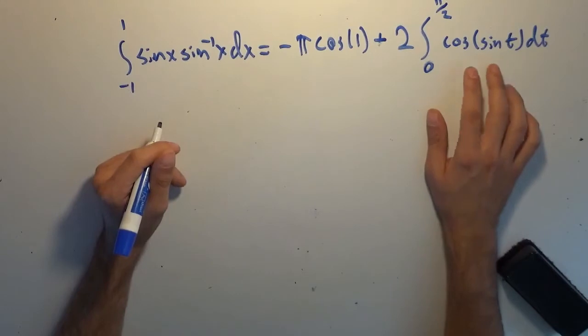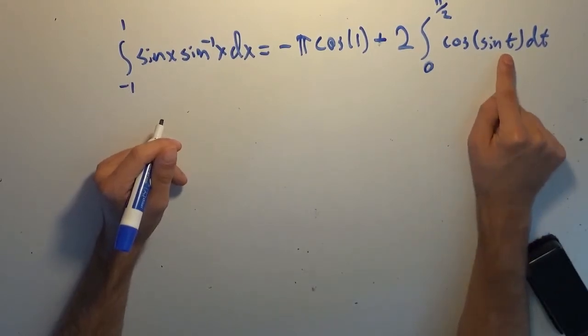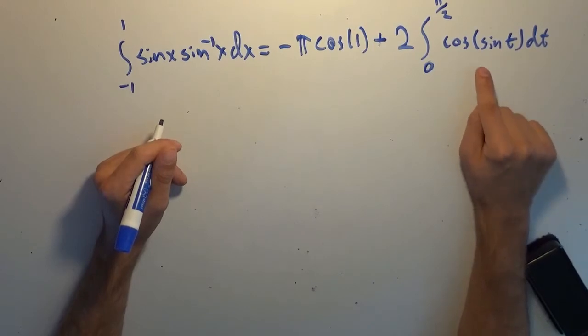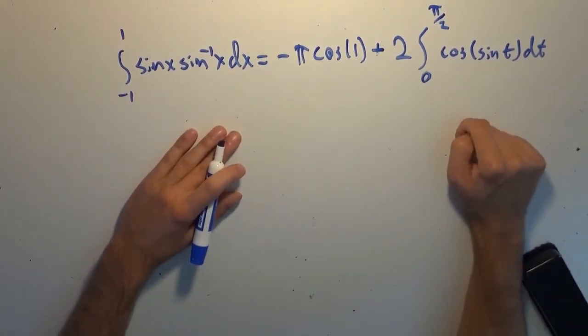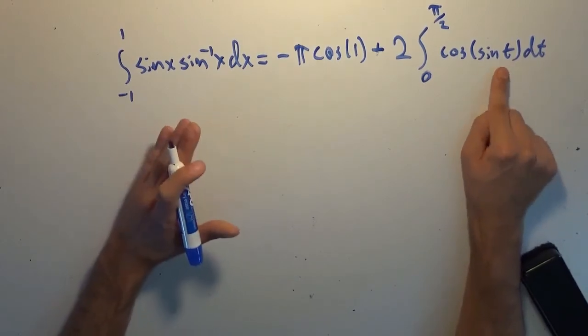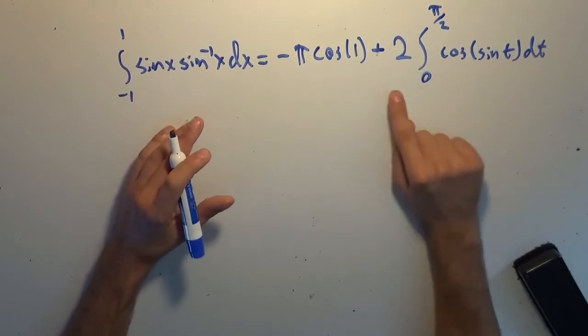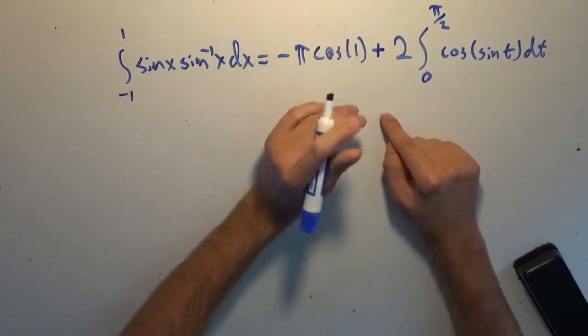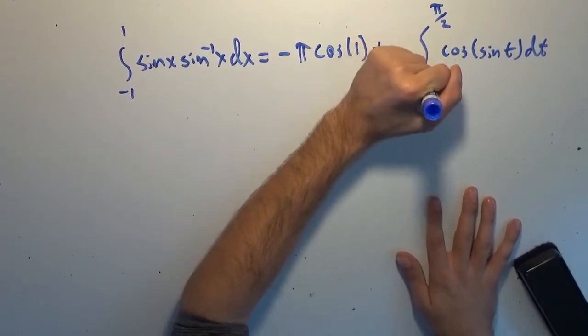So what we want to do is show that this is actually even. Just think about it. If we plug in negative t, sine of negative t is the same as negative sine of t. But the cosine of something negative is the same as the cosine of something positive. So plugging in negative t for t gives the same function back, which means that the integrand is even. So 2 times the integral from 0 to pi over 2 is the same as the integral from negative pi over 2 to pi over 2.